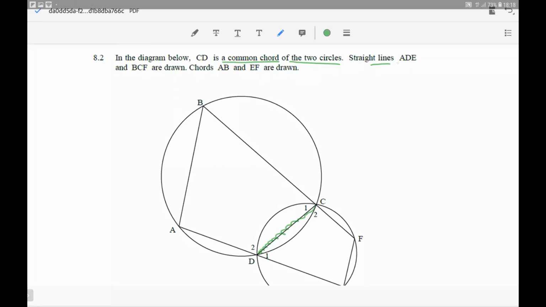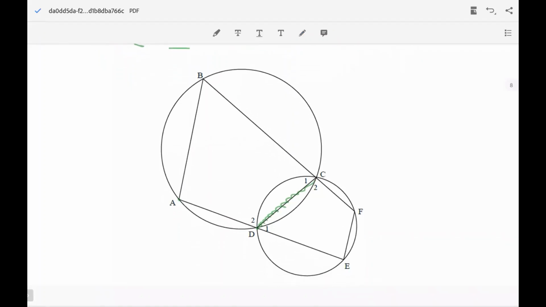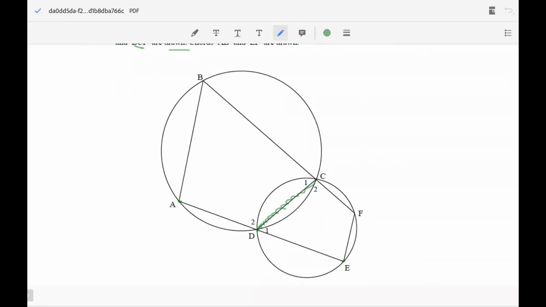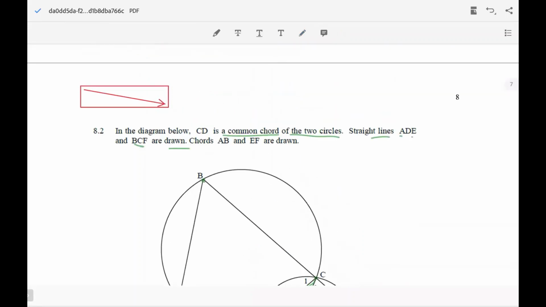Straight lines ADE and BCF are drawn. So where is A? A is here, D is there, and where is E? E is at the bottom here. So I hope you see that straight line ADE, and then the other straight line is BCF. Where is B? B is here, C is there, and F is there. Okay, so we have identified everything.